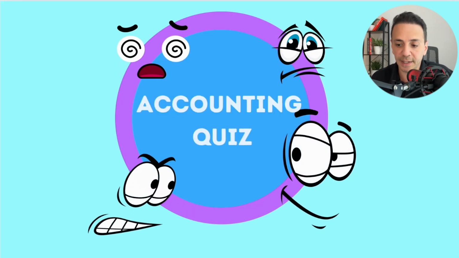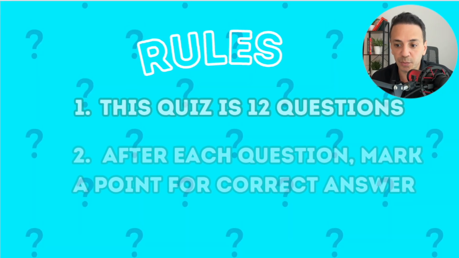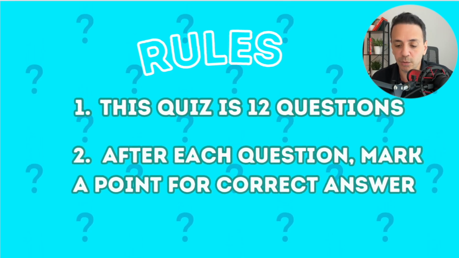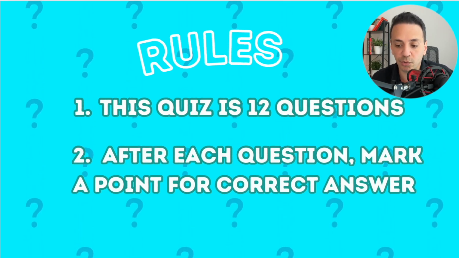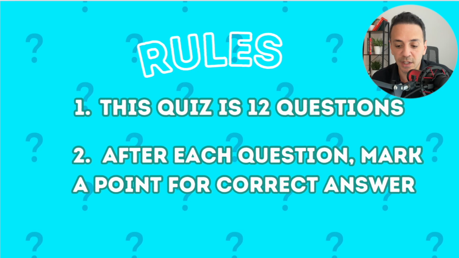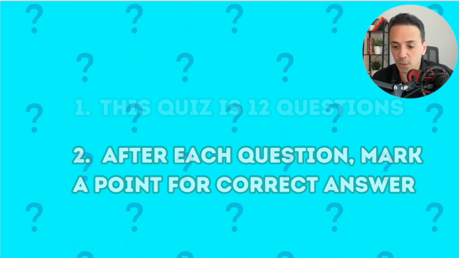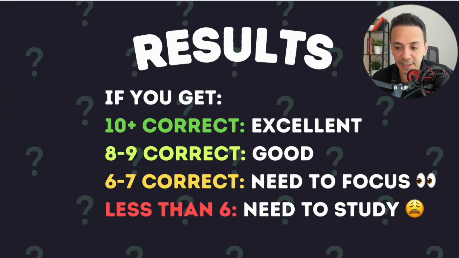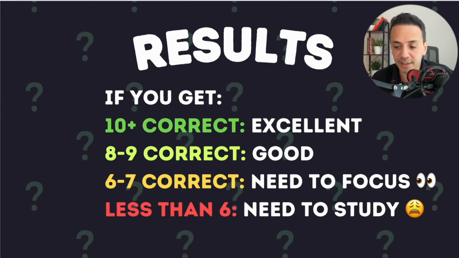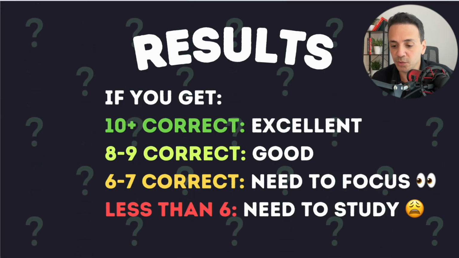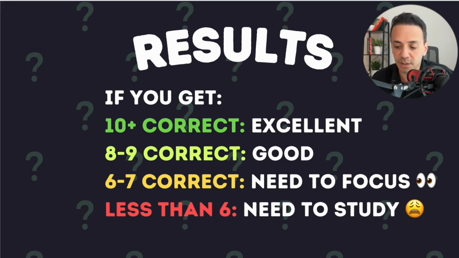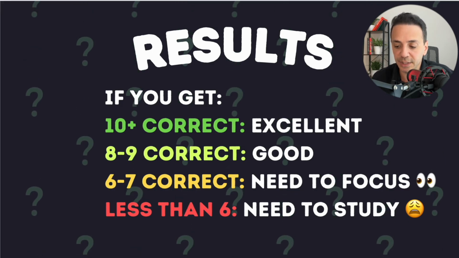This is going to be an accounting quiz for entry-level accountants. It's going to be 12 questions, and I want you to go ahead and mark a point for each correct answer that you get so that we can go ahead and grade the final result. So if you get 10 plus correctly, that's excellent. If you get 8 to 9 correct, that's good. If you get 6 to 7, then you need to focus a bit more. Less than 6, you need to study.